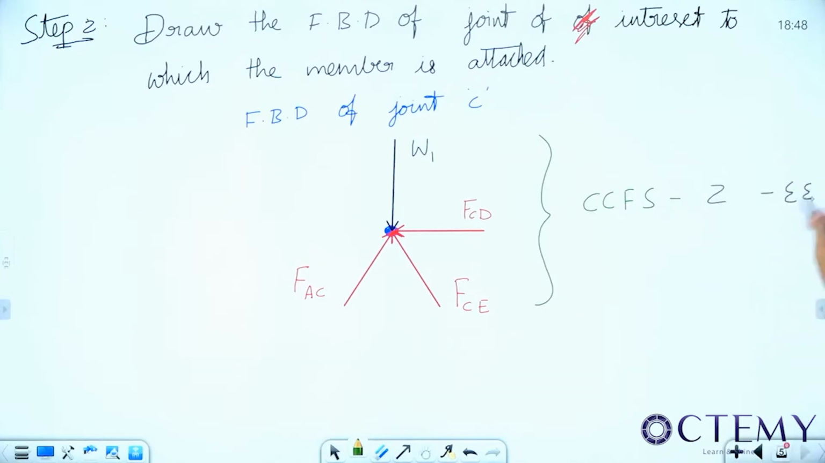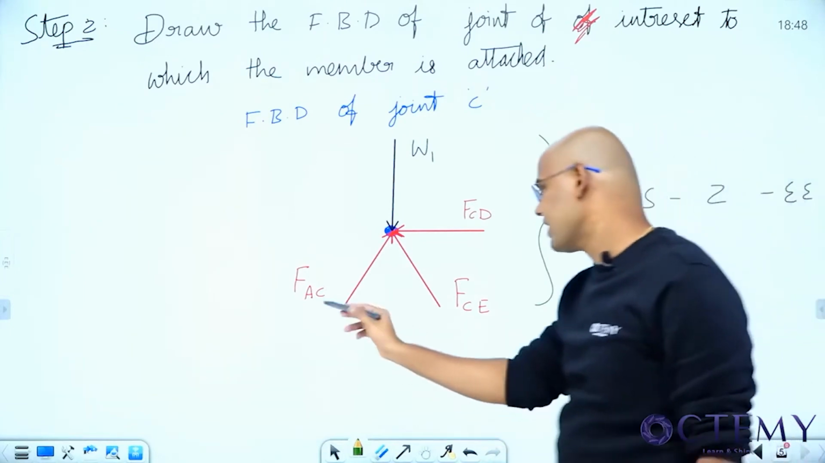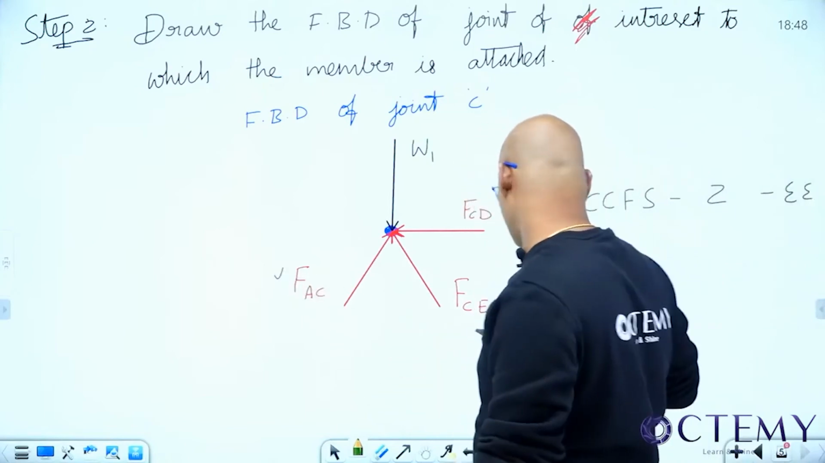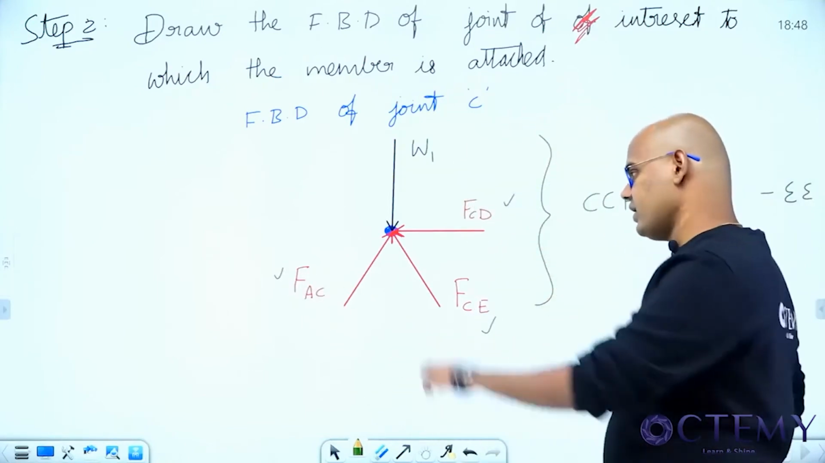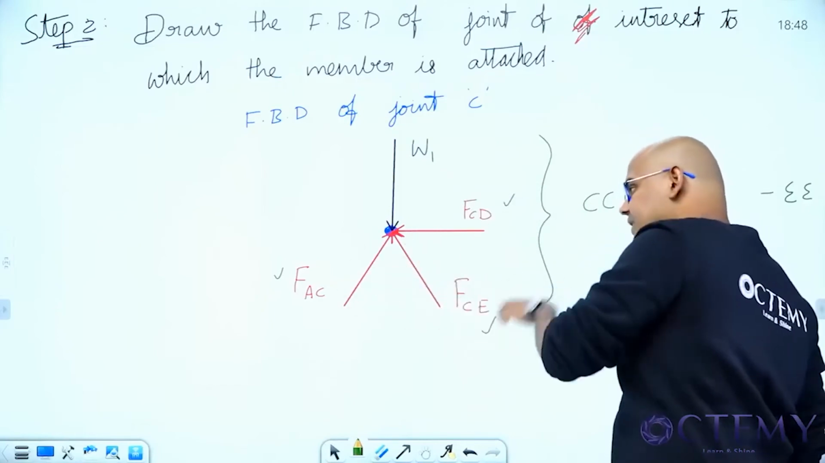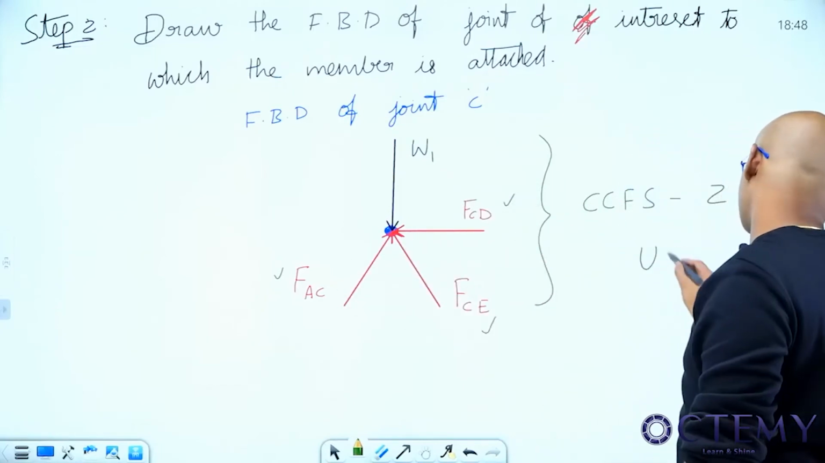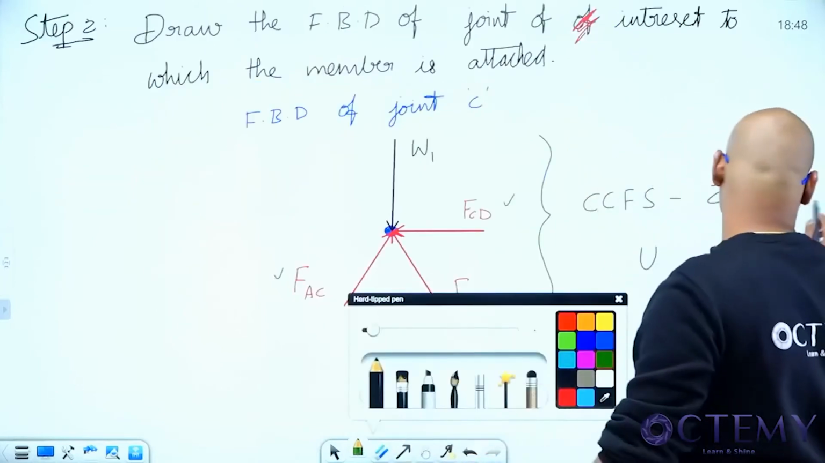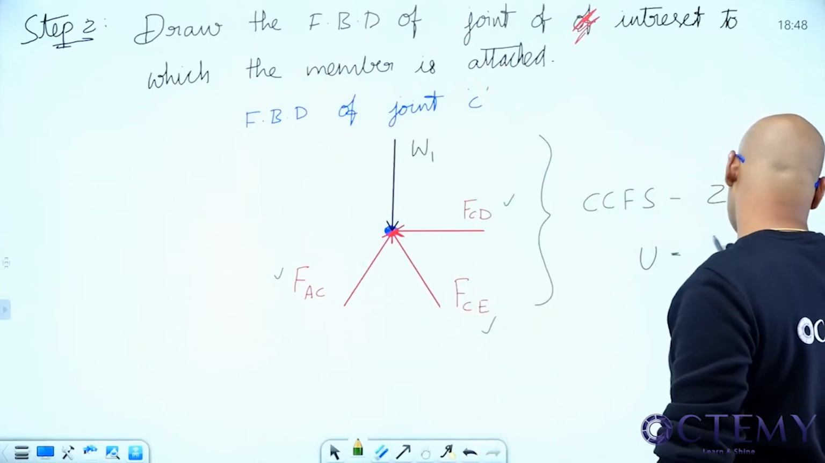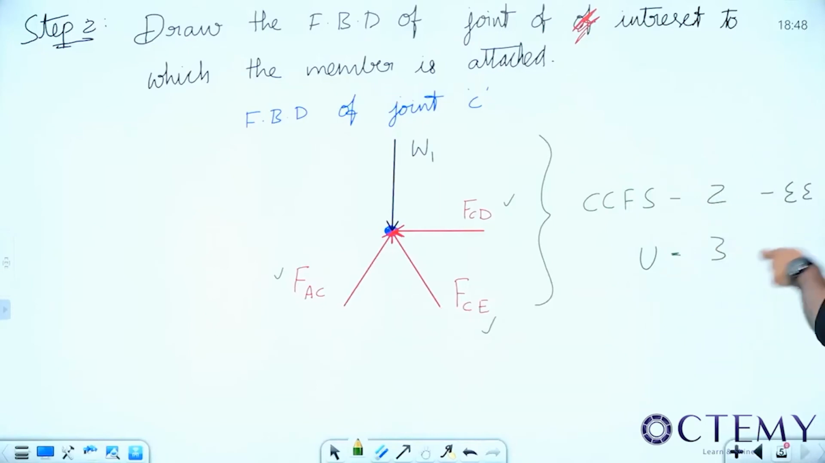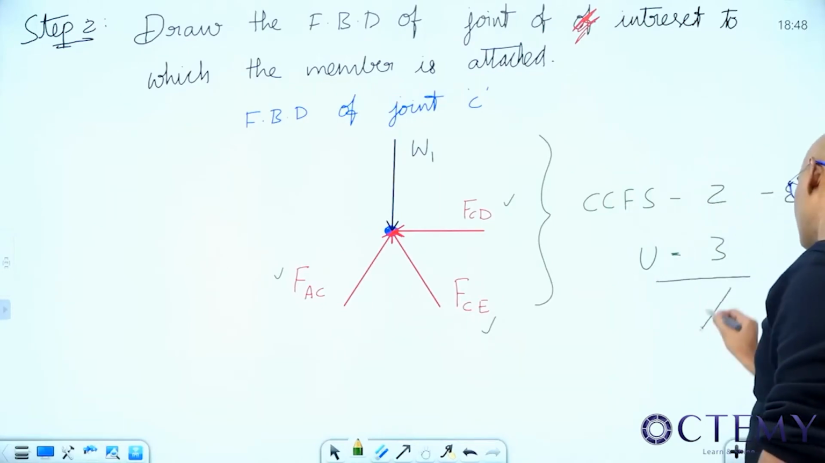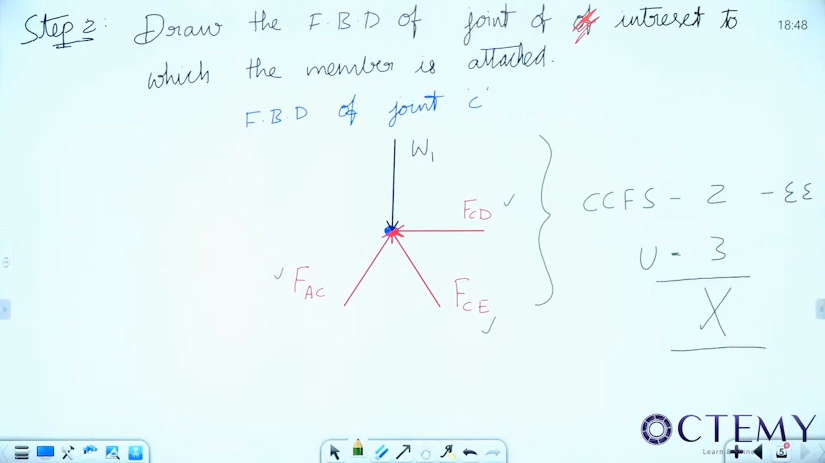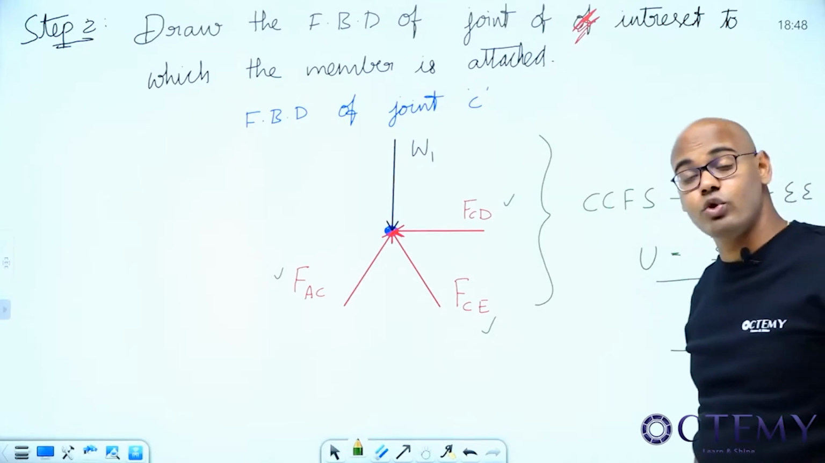Now, how many unknowns are there? I don't know F_AC. I don't know F_CE. But I know W1, that is the given load. So 3 unknowns are there. 2 equations of equilibrium and 3 unknowns. Can I solve? No. Then what to do?